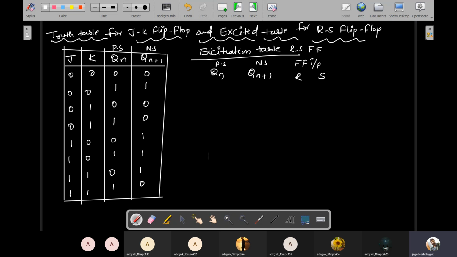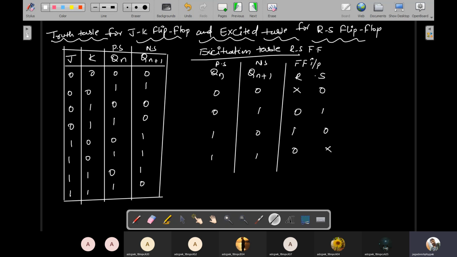So you will write the 0 0, 0 1, 1 0, 1 1 combinations. The outputs are 0 x, the don't care condition, first, then 0 1, 1 0, and then x 0, don't care. So this is your excitation table of the SR flip-flop. I already wrote this exact excitation table in a previous class, and I explained it.